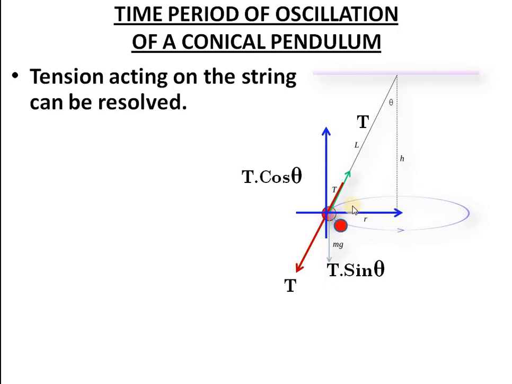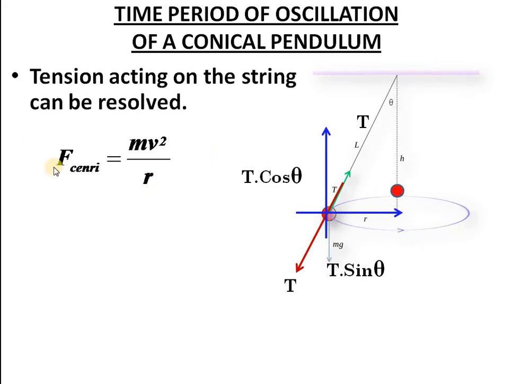So in the equilibrium condition, always mg, downward, will be equal to T cos theta. What is theta here? Theta is the angle between the vertical line and the string. It's the angle between the vertical line and the string length. So you have some equilibrium equations then. What are the equilibrium equations?